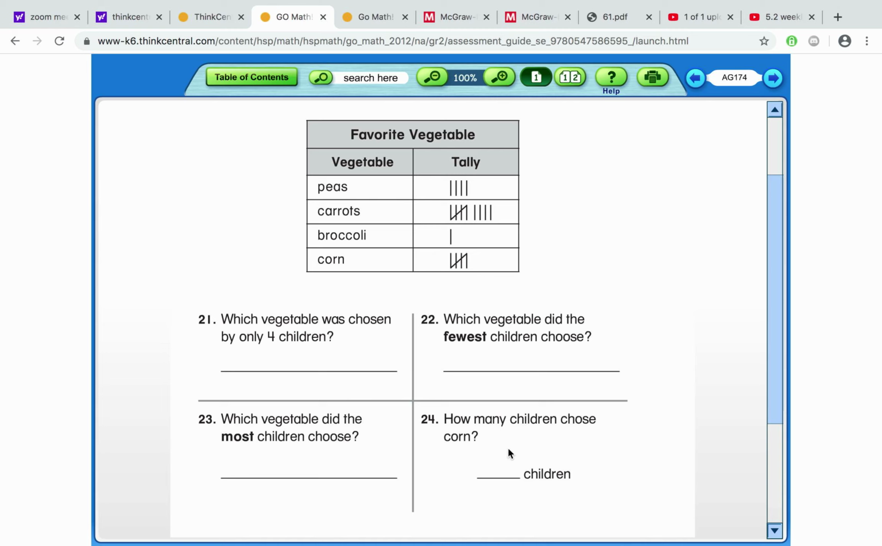And the last one today is number 24, how many children chose corn? How many tells you it's going to be a number. So how many? You're going to look up here and write that number on the blank.